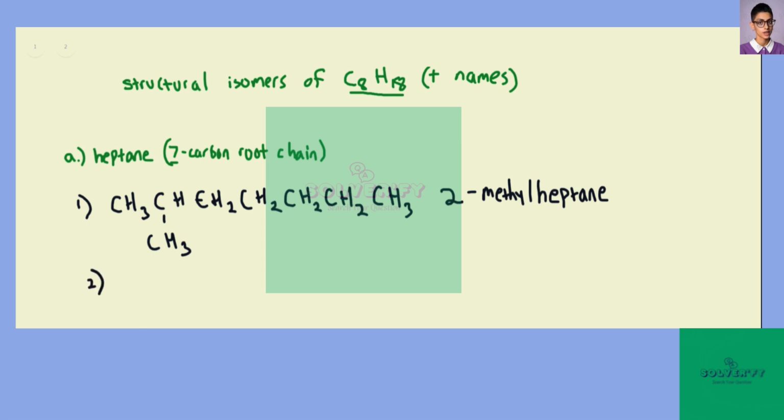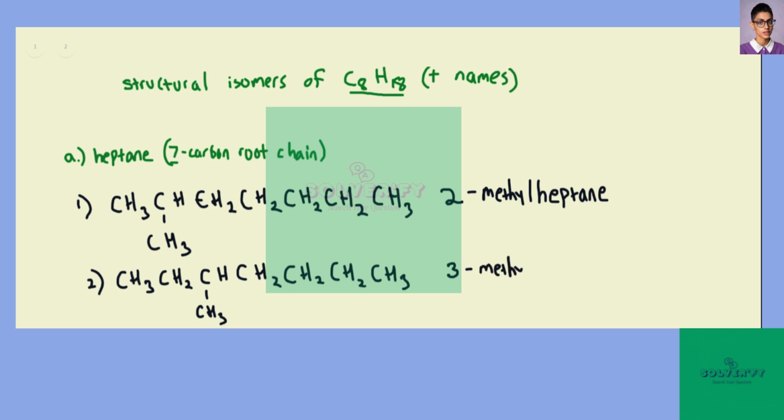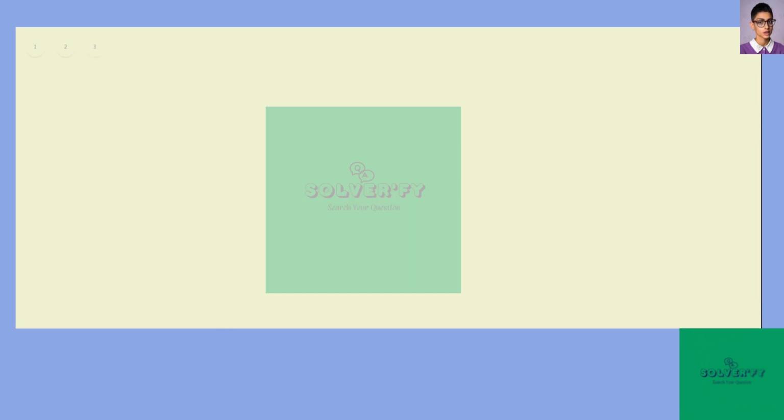The second structural isomer, I'm going to add this methyl group to the third position. So we're on the third carbon now. I'm going to add my methyl group right there. 1, 2, 3, 4, 5, 6, 7. And this one's going to follow similar nomenclature, except because I put the methyl group on the third position, I'll call it 3-methylheptane.